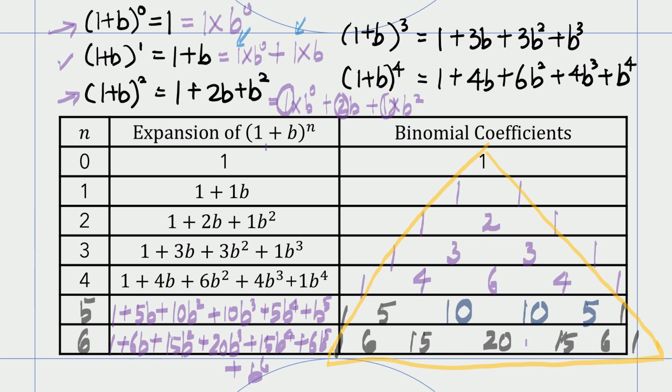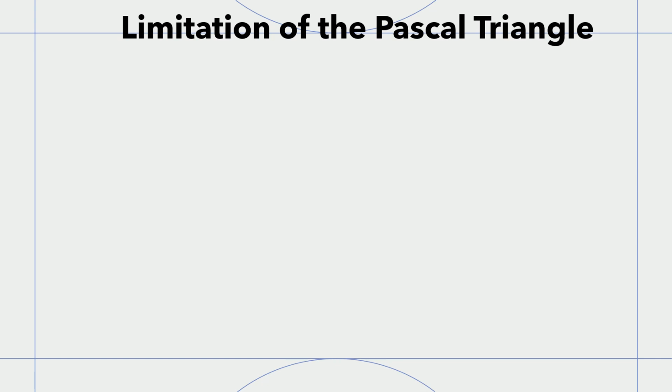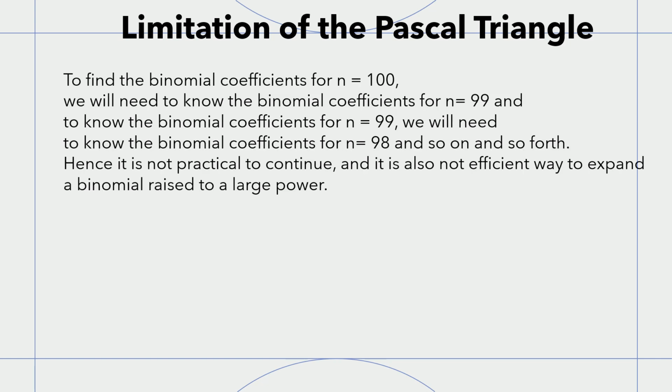Right, so that's why this is how the Pascal triangle comes about. Right, there's some limitations of the Pascal triangle. What is the limitation? For example, if you want to find the binomial coefficients for n equals 100, then you will need to know the binomial coefficients for n equals 99. And to know the binomial coefficients for n equals 99, you will need to know the binomial coefficients for n equals 98, and so on and so forth.